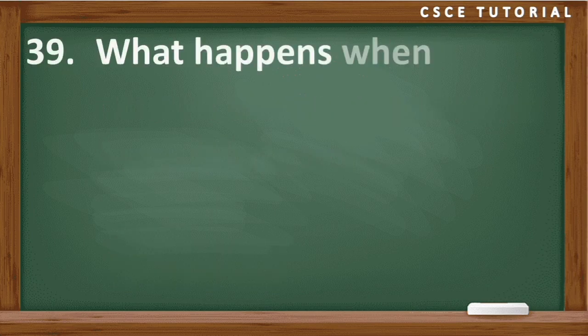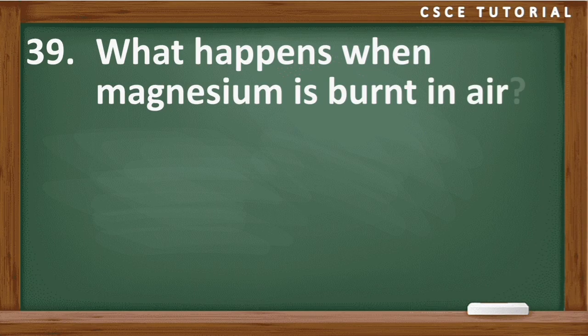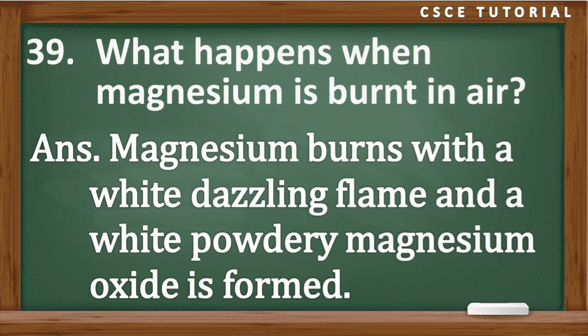39. What happens when magnesium is burnt in air? Its answer is magnesium burns with a white dazzling flame and a white powdery magnesium oxide is formed.